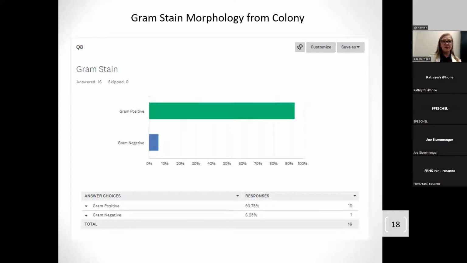Does anybody have any ideas? How about the size of the organism? Because those organisms that do decolorize tend to be your larger Clostridiums and things like that. Okay, moving forward.